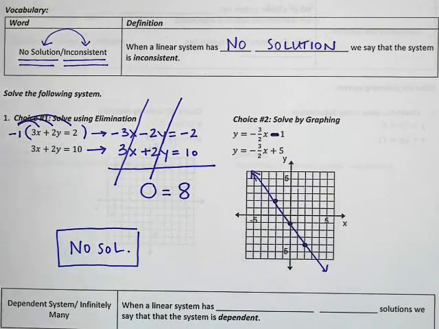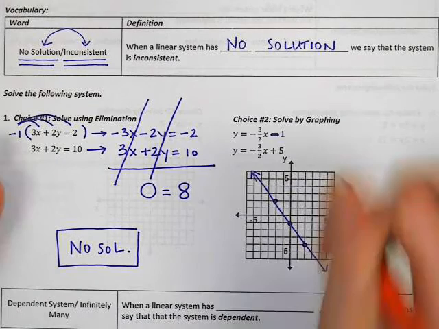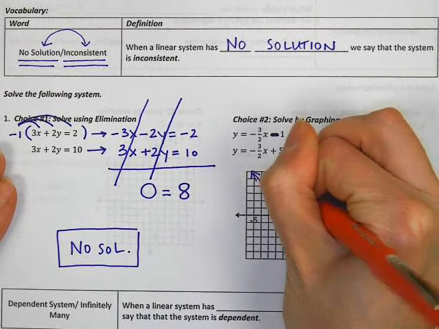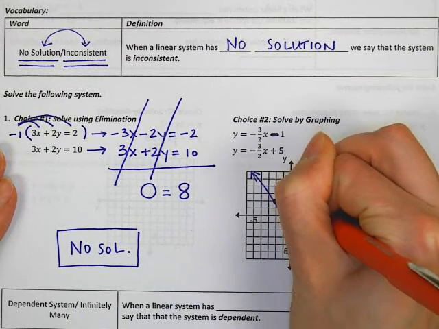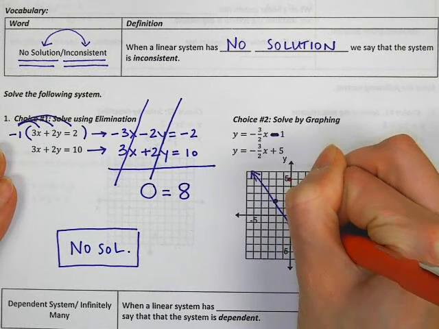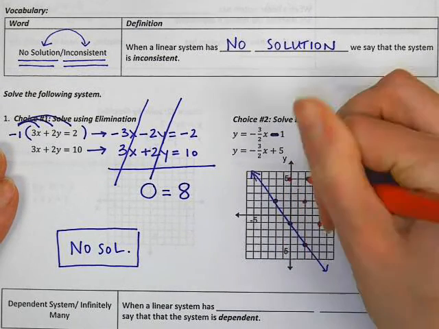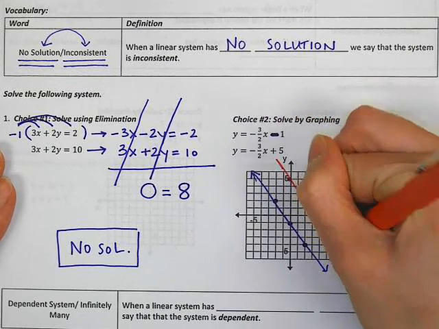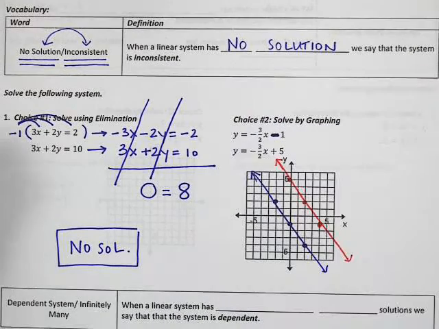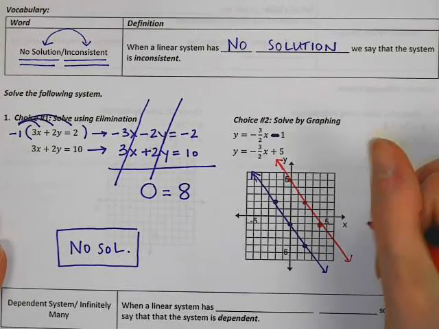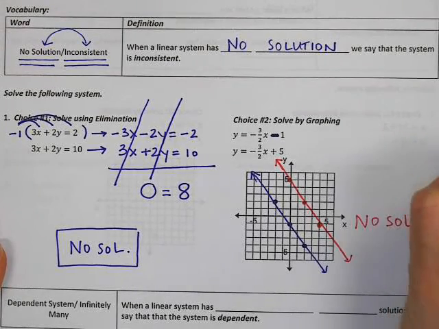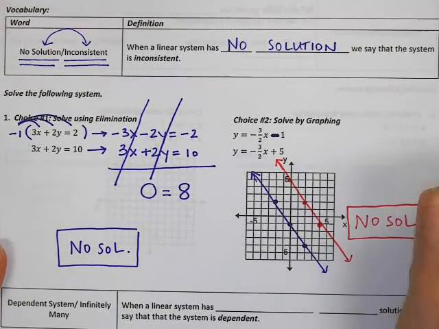And then the second line, we're going to begin with the b at 5, and also go down 3, right 2. Down 3, right 2. And it's better if you have something straight, but as you guys notice, the lines are never going to cross. They're parallel. So if there's no intersection, then this is what it looks like for there to be no solution when you graph. Parallel lines.